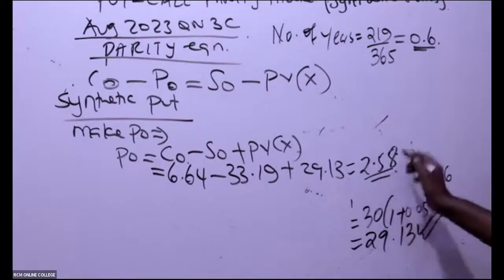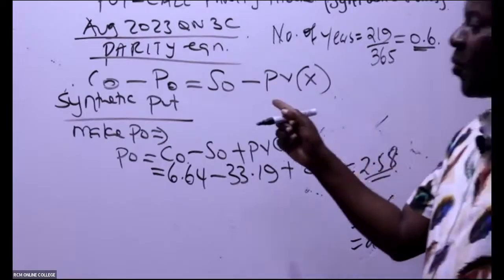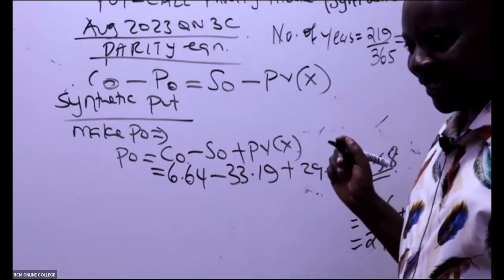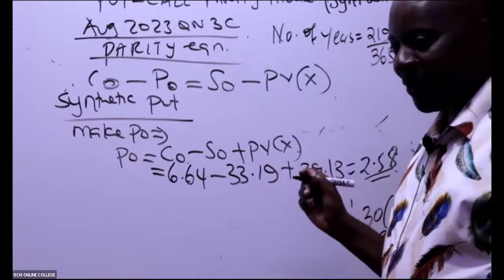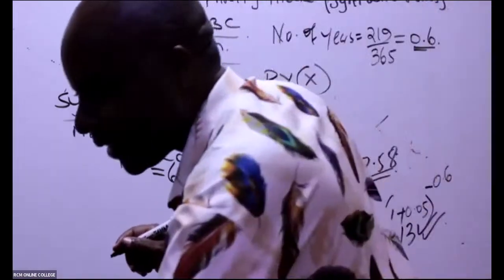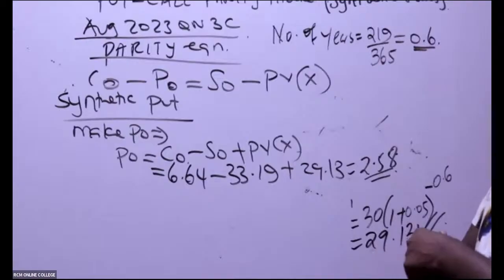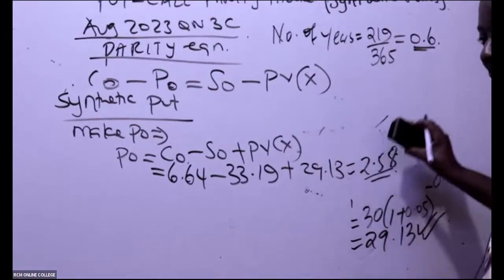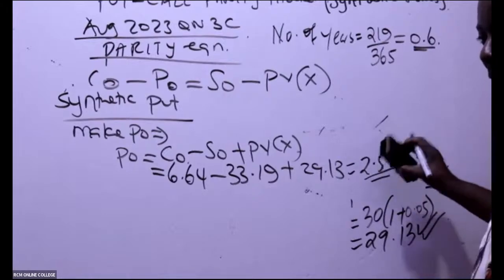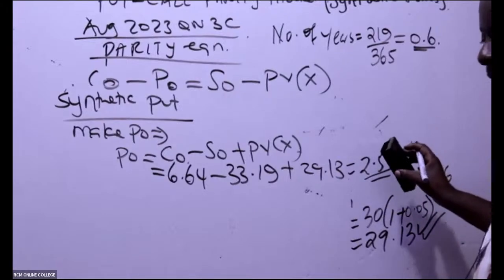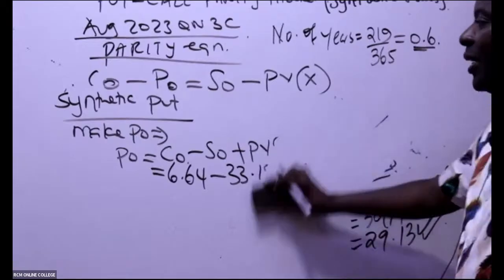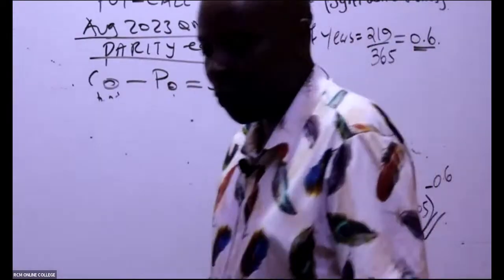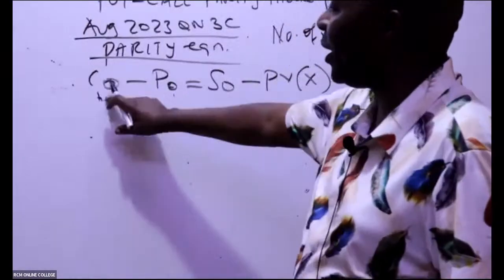I don't know whether making PO the subject was a problem to some of us. There are so many ways of doing it. Can I rub this? Have you guys been able to write up to here? All right. So then I can rub this comfortably. If you want to make this PO, and the subject of the formula is an issue for you, then what some people will do, they will take this CO to the other side.